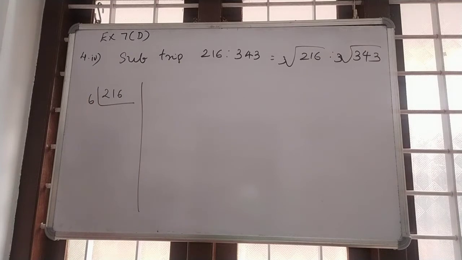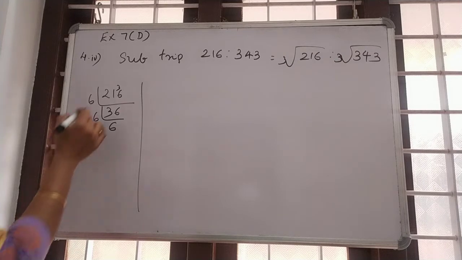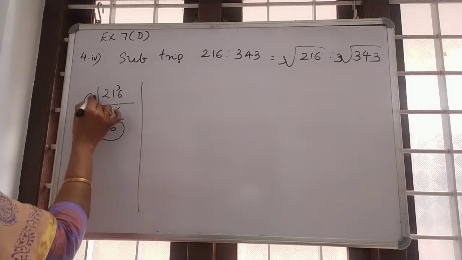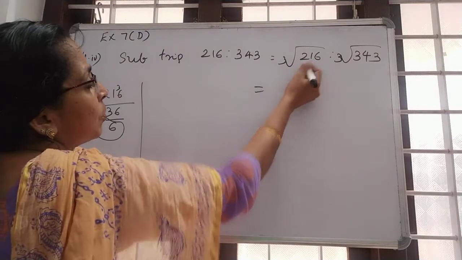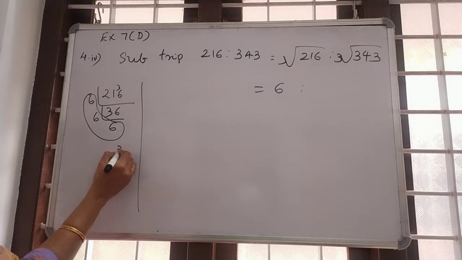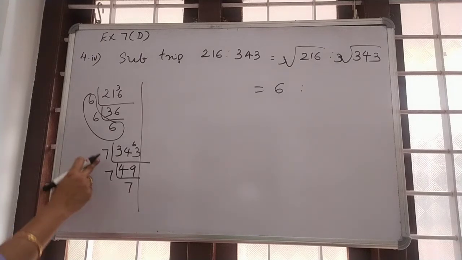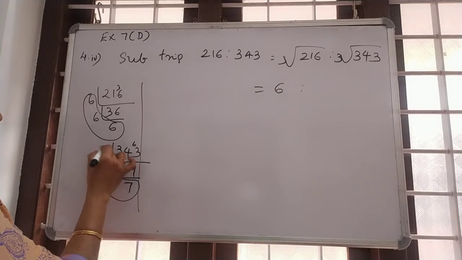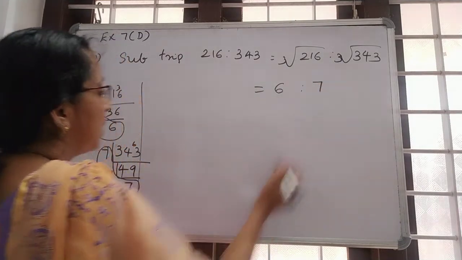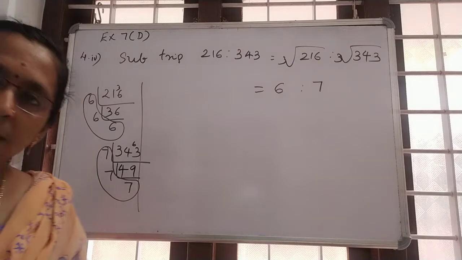216, cube root possible in 6, no? So 6. So cube root of 216 is possible in 6. So these 3 together, cube root we are taking. So cube root of 216 is 6, is to what? 343. Table of 7 possible. 343 is 7 cube. So cube root of 343 is 7. So subtriplicate ratio of 216 is to 343 is 6 is to 7.